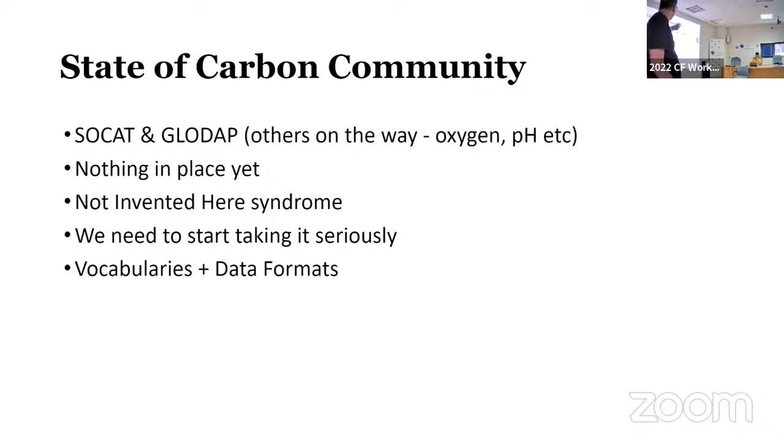I should mention that there are other efforts on the way trying to emulate the SOCAT and GLODAP approach of building global databases for oxygen and pH and all sorts of things. So obviously they need to come on board. But yes, it's a subject we need to start taking seriously. We need to work on our vocabularies and our data formats to make it more machine readable and standardized and all the rest of it. So that's kind of where we are and what I've done so far.